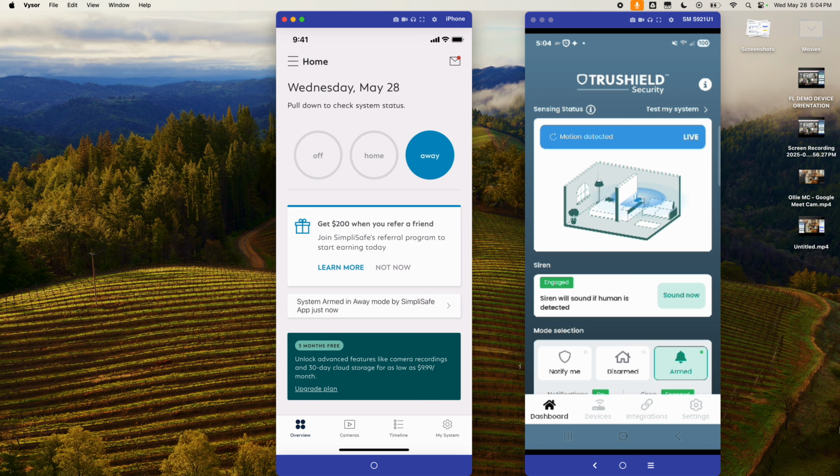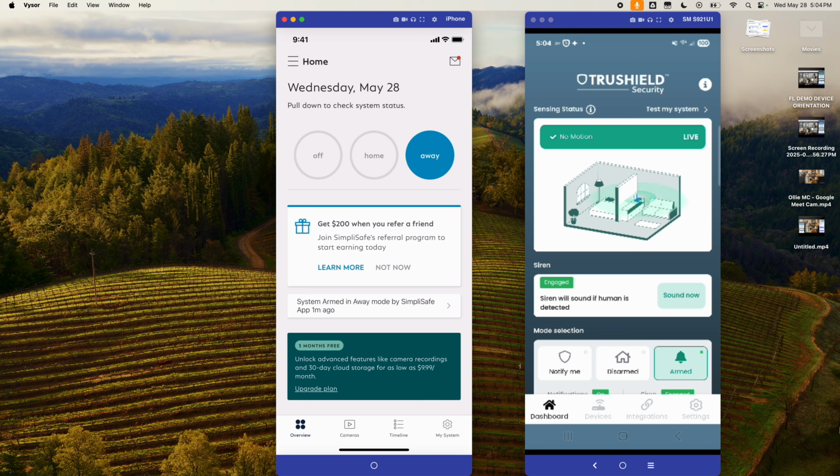Now we're going to begin with our intrusion simulation. So what you're seeing right now is on the left-hand side, we have the Simply Safe app armed in away mode. And on the right-hand side, we have TruShield in armed mode. So both systems are armed.